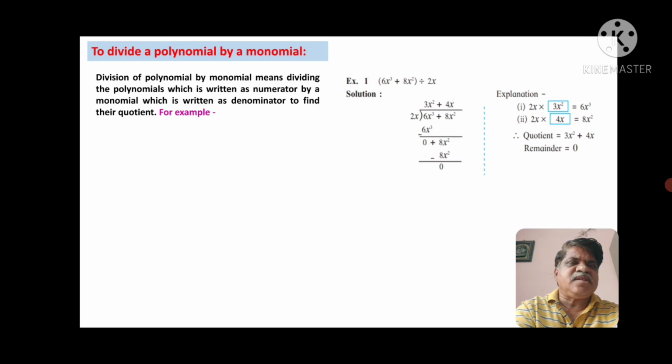Here 6x cube plus 8x square is the dividend, 2x is the divisor. So first, 2x into how much is 6x cube? You will get 3x square. In the blue box you can see that 3x square is the first term of the quotient. The product of 2x into 3x square is 6x cube, which is written below the dividend. So 6x cube minus 6x cube gets cancelled, 0, and you have to take the next term from the dividend, that is 8x square.